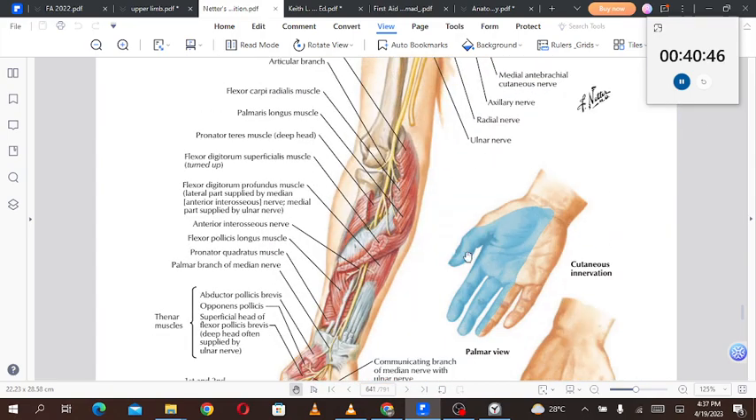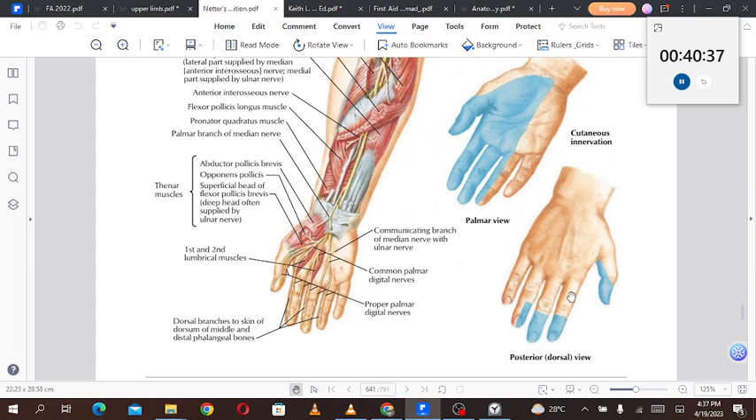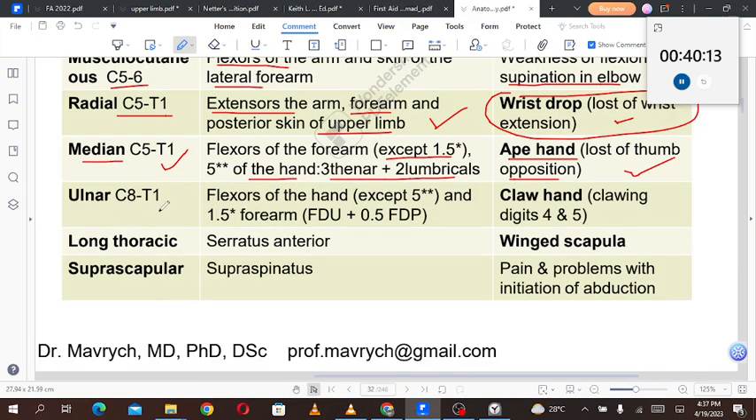So this is the area of supply for the median nerve, the lateral part of the hand. It is supplying the cutaneous innervation to the lateral two thirds of the hand, the lateral aspect of the hand, and along with that the first 3.5 fingers, so 1, 2, 3 and a half fingers are being supplied, and the lateral aspect of the palm is also supplied by the median nerve. It is supplying the thenar muscles and the first 2 lumbricals. So if there is any damage to the median nerve, we get an ape hand.